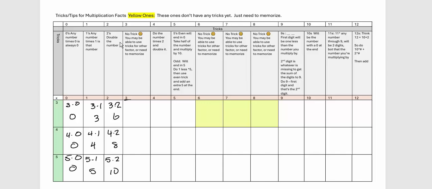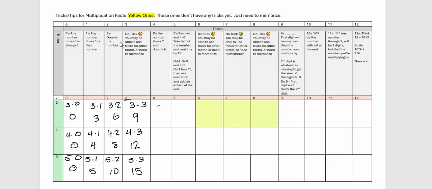All right, 3s. Here we have 3 times 3, and that's a square. 3 times 3 is 9. Here we have 4 times 3. So we can think 2 times 3 is 6, times 2 is 12. So we do times 2 and double it. 5 times 3. Well, if I go one less, 5 times 2 is 10, and then add another 5, that's 15.